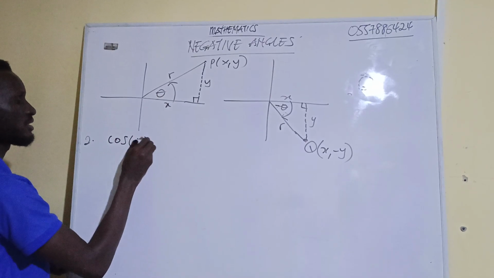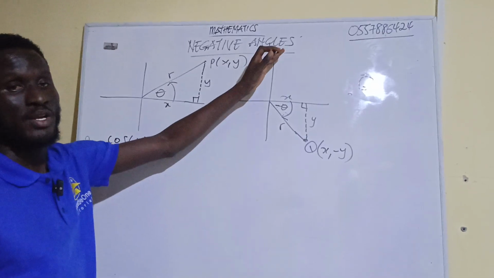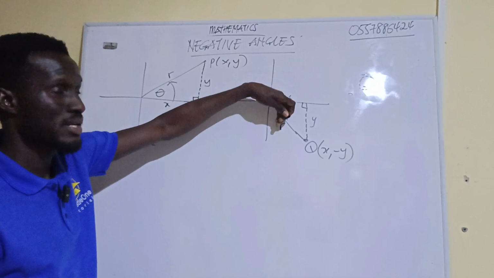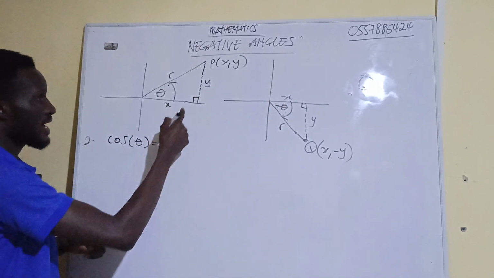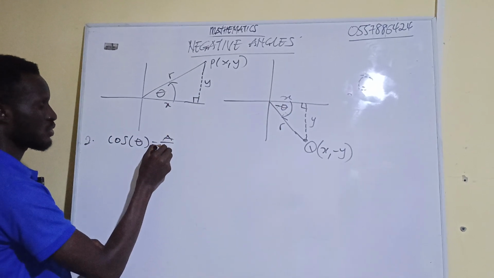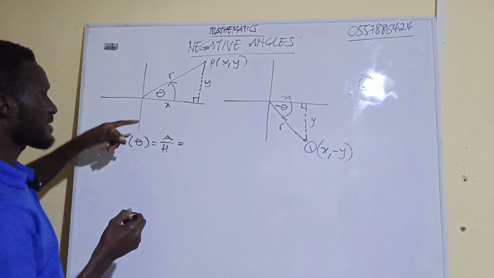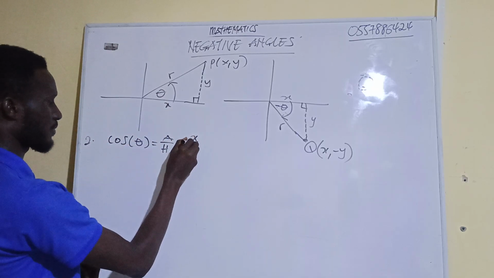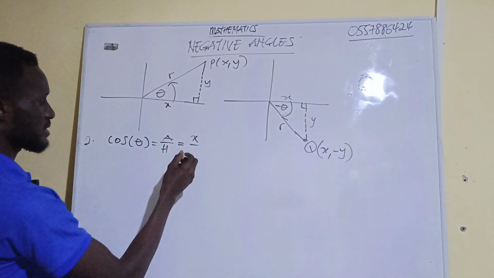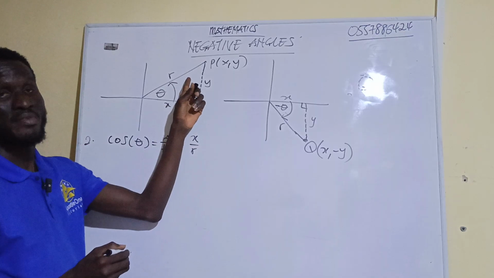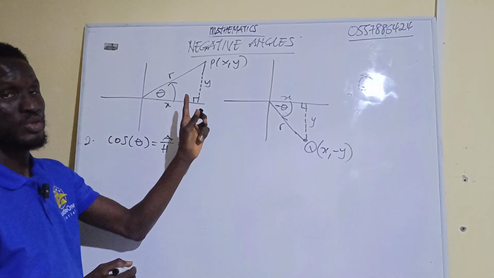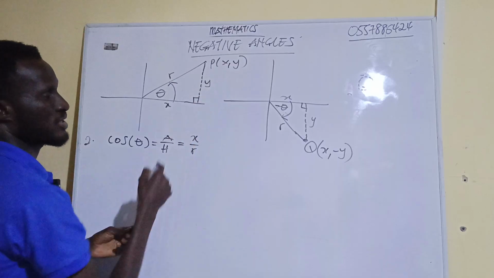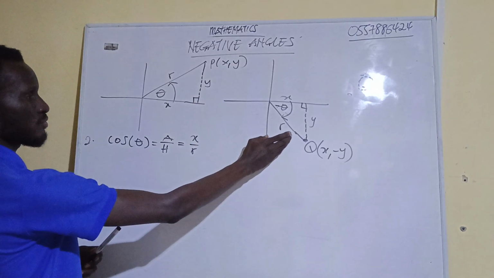Cos of the angle theta. From here, we find cos of the angle theta for the negative angle. Now cos is adjacent over hypotenuse. The adjacent here is x. The hypotenuse is r. Of course, this one is in the first quadrant, so all the three ratios are positive. That's why we have positive, positive. Now let's come to this one.